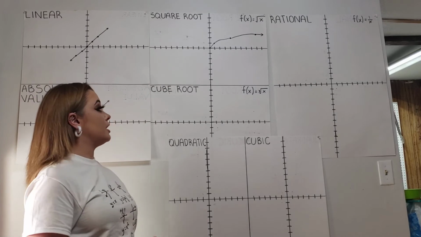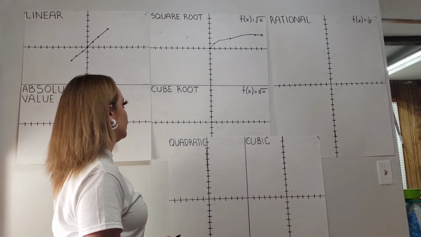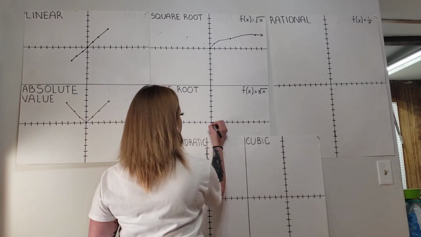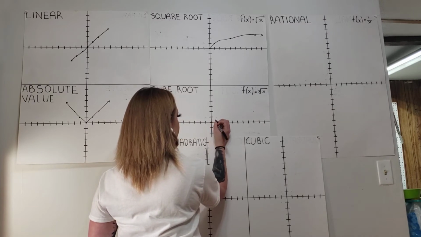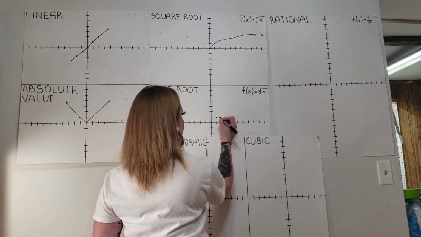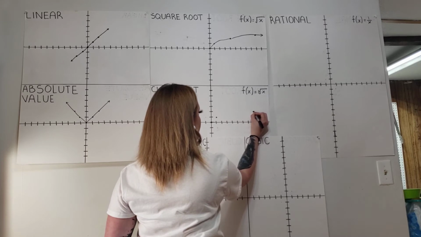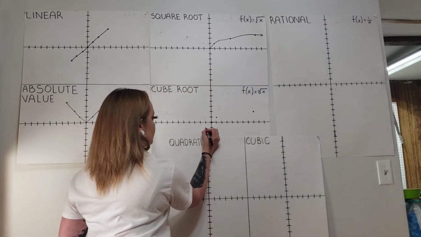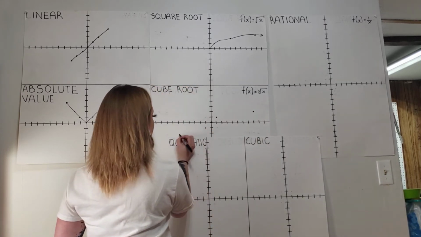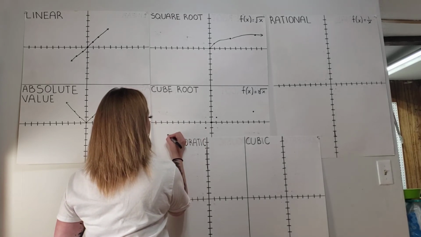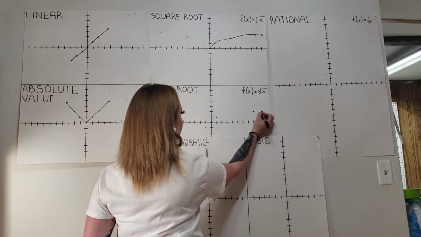The fourth function I'm going to be graphing is the cube root function. We have a point at 0, 0. The cube root of 1 is 1. The cube root of 8 is 2. The cube root of negative 1 is negative 1. The cube root of negative 8 is negative 2.